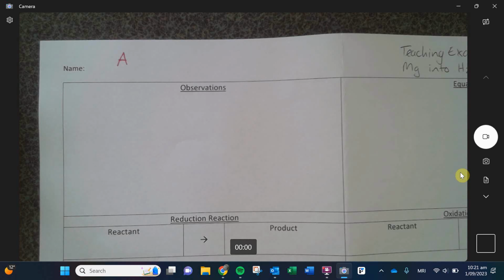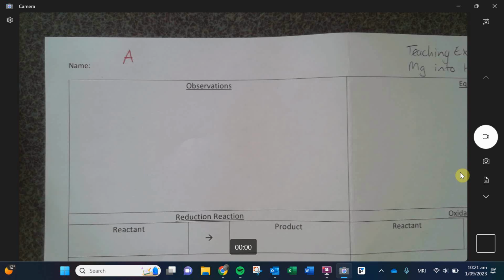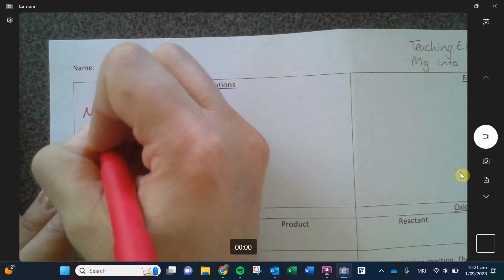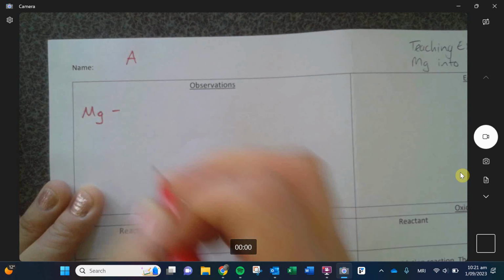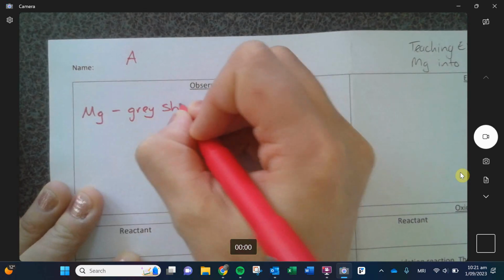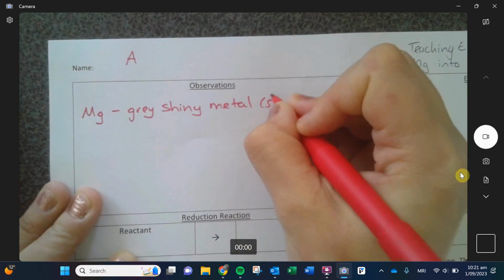First thing I need for the achieved is your observation. So we need to state what we see happening in that reaction. The first thing we could state is we looked at magnesium, and magnesium was a gray, shiny metal. And it was a solid.